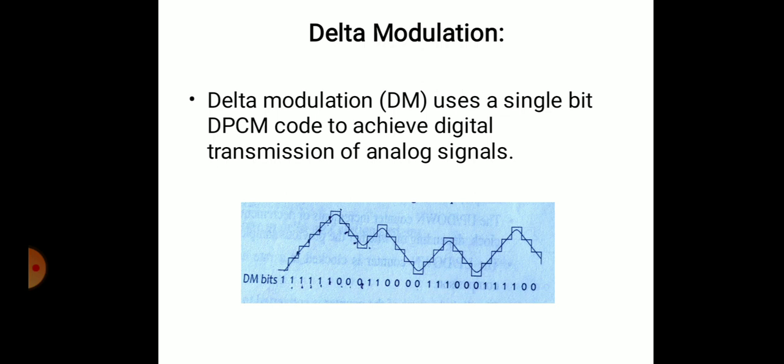Now for each sample only one bit is transmitted. So here you can see the original waveform, the sampled values and the delta modulated bits, 11110000. This is the final result after the delta modulation.